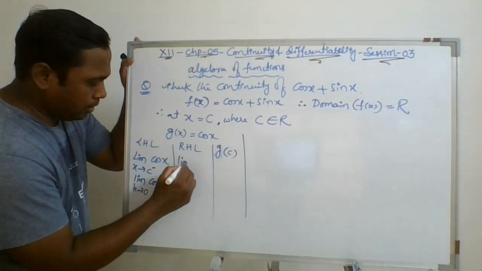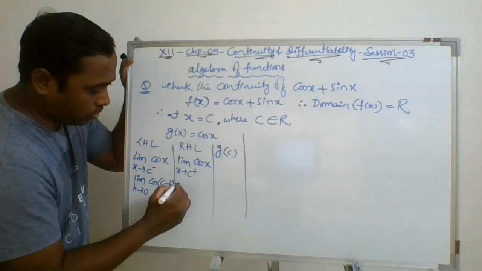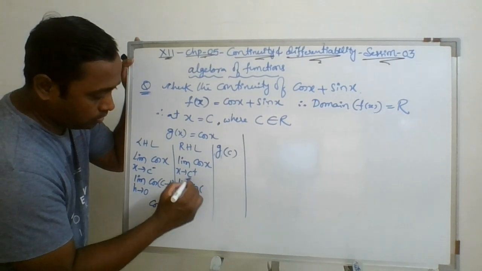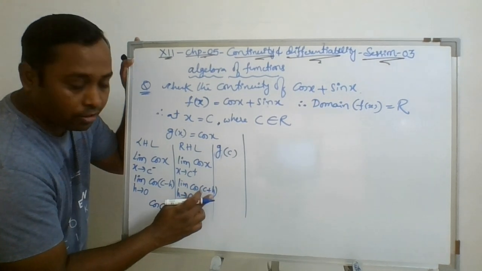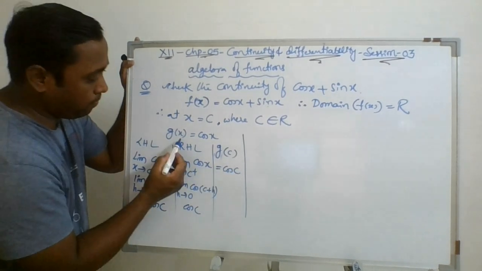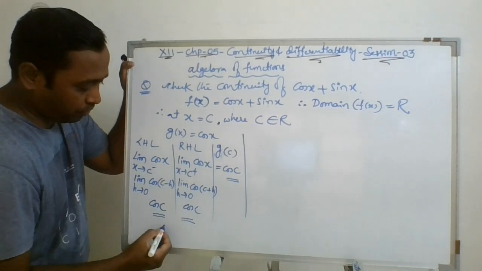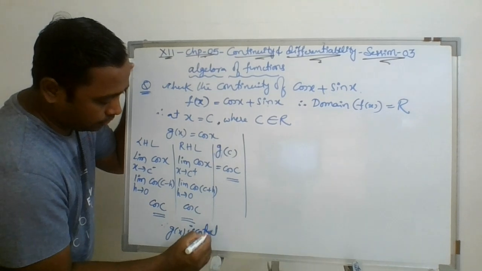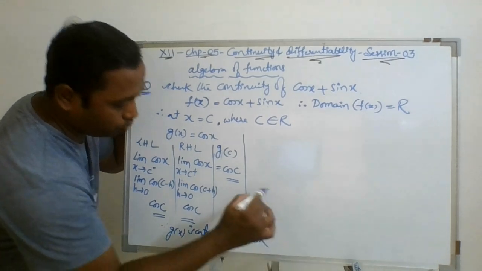Similarly, limit x tends to c plus, the function remains the same, cos x. So limit h tends to 0, and the value of x is c plus h. Then substitute h value 0, you will get cos c. And g of c itself is cos c. In this case, you can see all the three parts are the same. Therefore, g of x is continuous at x equal to c, where c belongs to R.